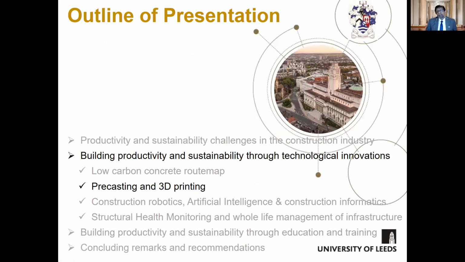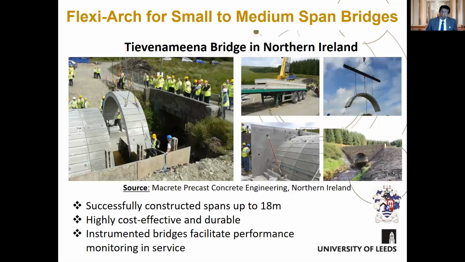Now, instead of going through the details of these low carbon technologies, I just wanted to touch upon 3 other aspects. The first one is the precasting and 3D printing. This is the Flexi-Arch, which can be used for small to medium span bridges. So as you can see, in the central diagram, there is a flat pack system which is brought to the site. It's lifted, put in place, bolted in shape, and then the full construction is finished.